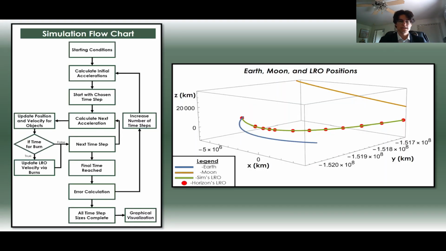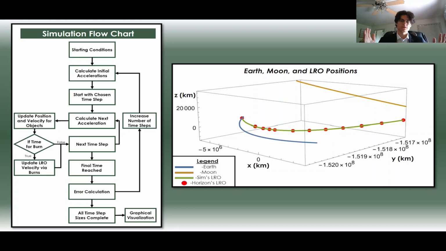Now, here's a rundown on the left of how the simulation actually works. It'll have the initial conditions such as position and velocity, and then the mass of the objects you want involved. So in our case, it's going to be the Sun, Earth, Moon, and then the LRO spacecraft. From there, it'll calculate the initial accelerations using Newton's laws, so we get those initial accelerations due to gravity. After that, it'll go down and start with our time step.